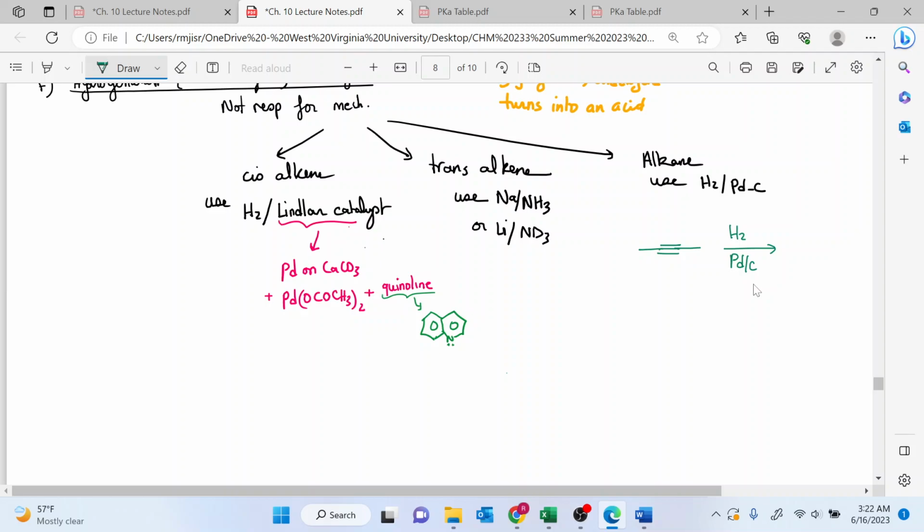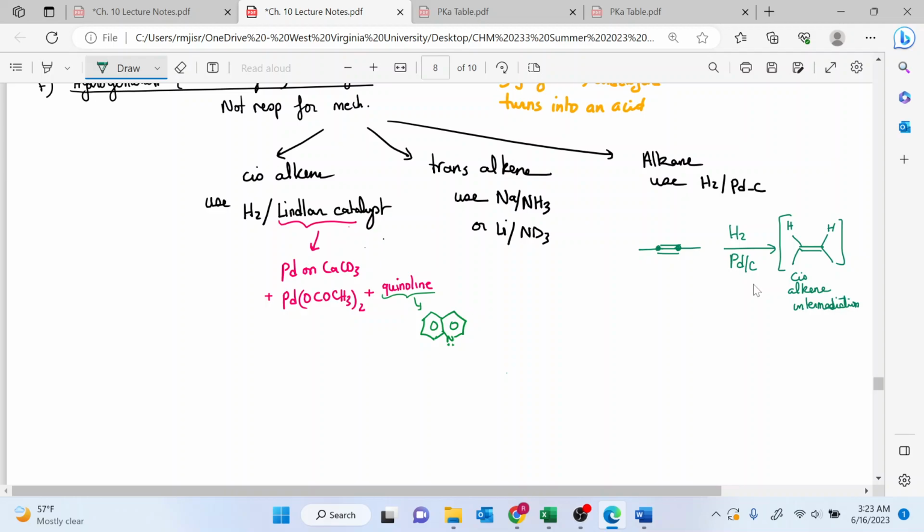So I'm going to start by adding the first mole of hydrogen in there, and the hydrogen will be added to both of these carbons. So I'm going to end up getting my cis alkene. But the thing about this reaction, here I'm going to end up getting my cis alkene, and that is going to be my intermediate.